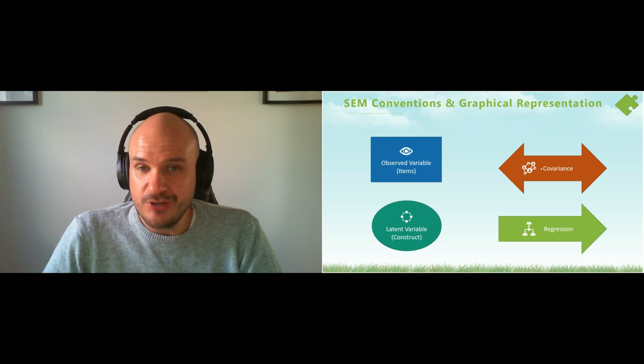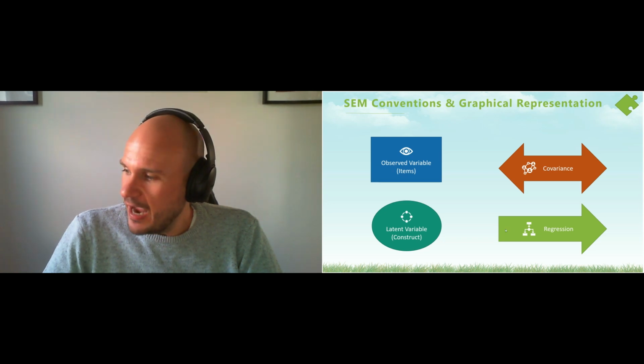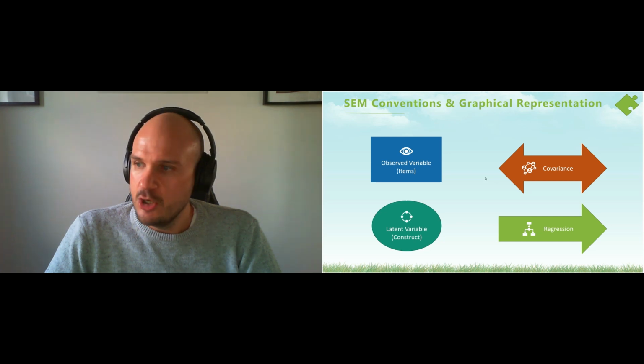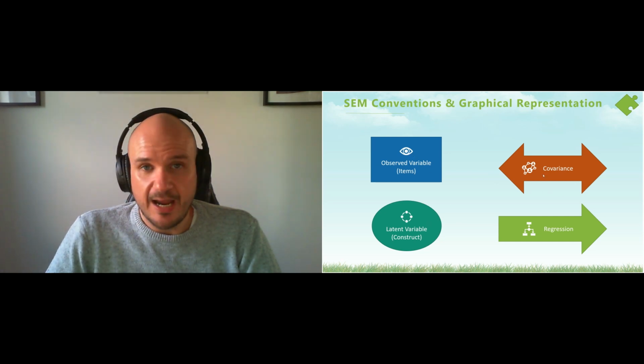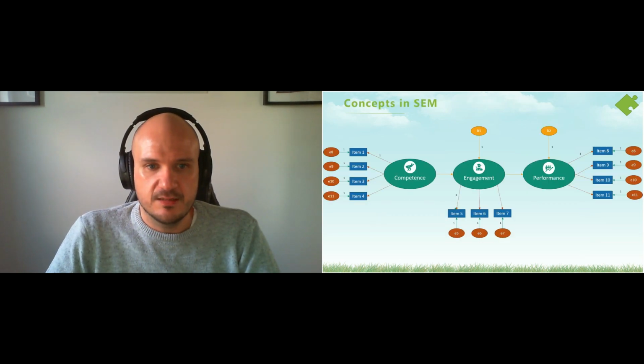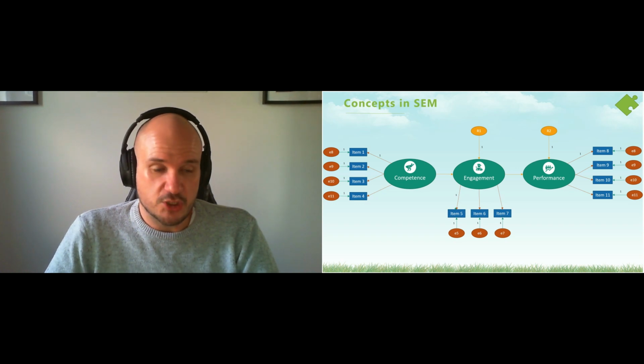A double-headed arrow indicates a correlation. And if we have an arrow that goes just one way, that is a regression. Straightforward. Squares observed, circles latent, double arrows correlation, regression one arrow. Let's see what this looks like. This is an example of a path model, a structural model, in structural equation modeling.